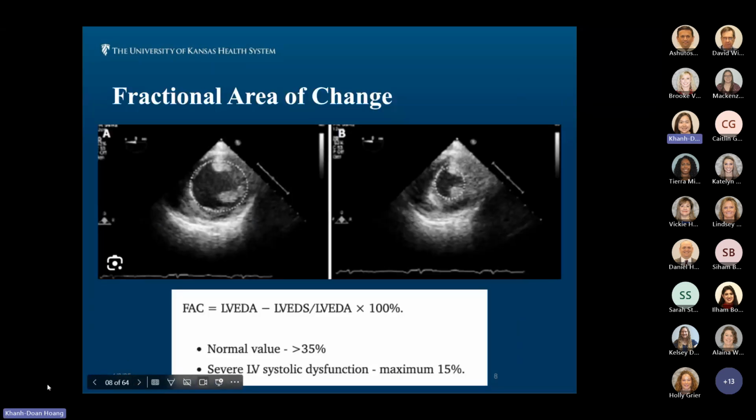Similarly, for the concept of fractional area change, you're taking a left ventricular end diastolic area minus an end systolic area, and dividing by the end diastolic area. Again, limited clinical use because you're only looking at contractility in one plane at one level, usually at the mid-papillary level. So it's not going to be accurate in patients with wall motion abnormalities.